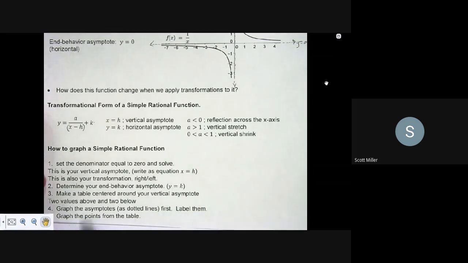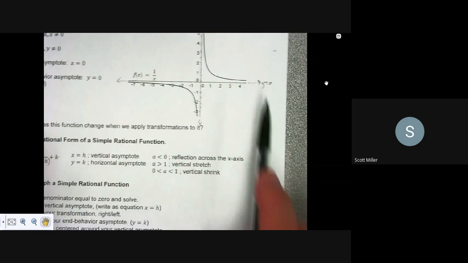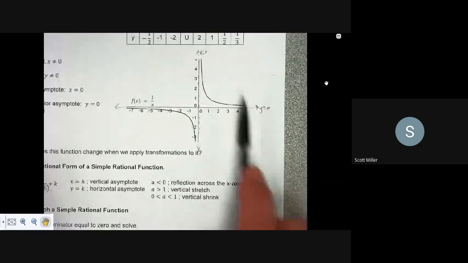When I have all that, I'm going to graph the asymptotes first as dotted lines. Then I'm going to label them like I did up here. I'm going to name them. This is y equals 0. This is x equals 0.